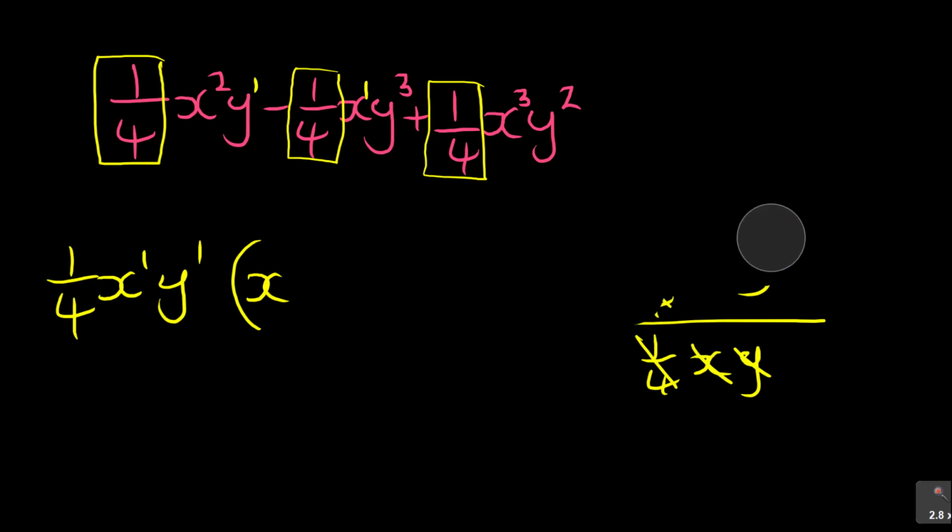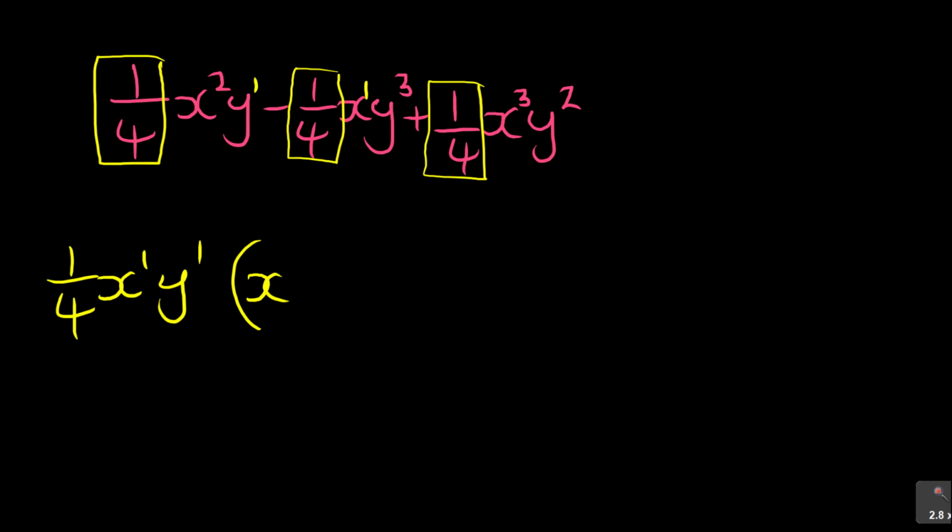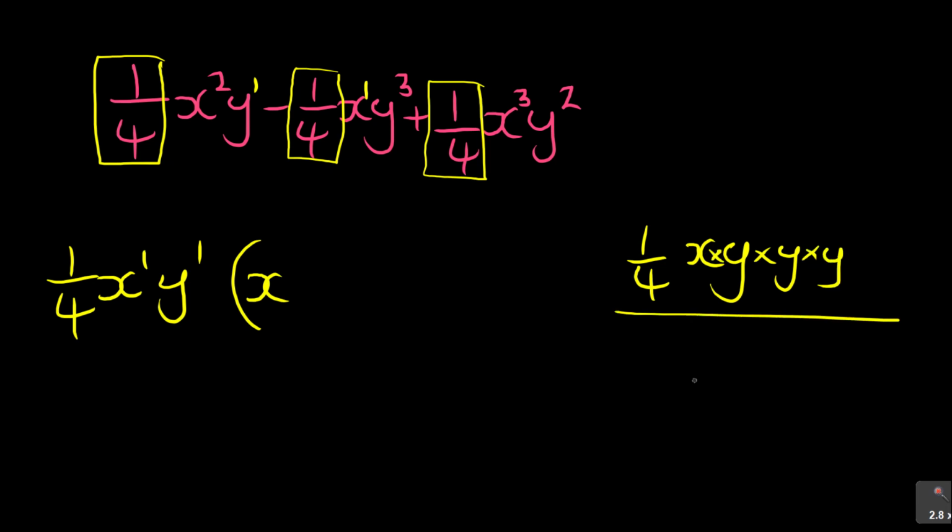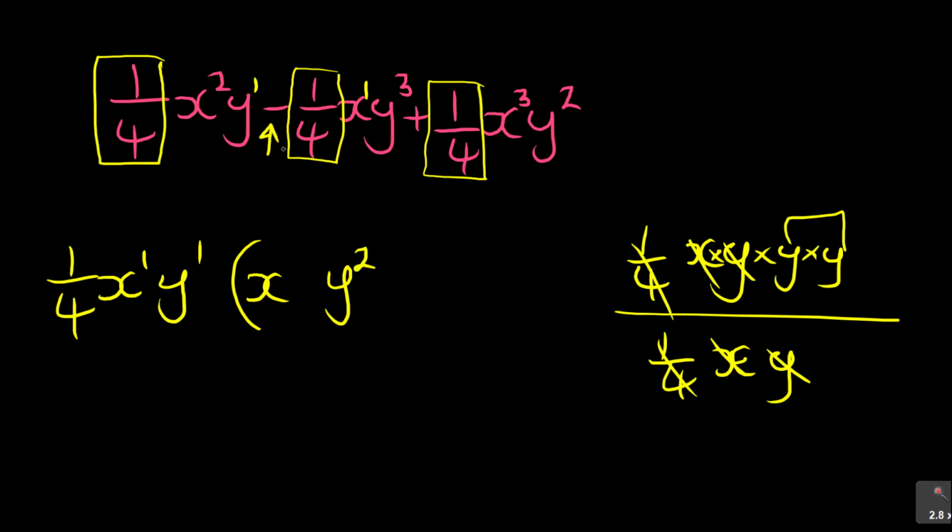Again, you do the same thing on the second one. You have got 1 over 4 x y cubed. y cubed means y times y times y. Over, again, take your common factor, x y. 1 over 4 goes, the x will go, 1 of the y will go, 2 of them will remain. So you're going to say y squared. But look at the sign, it's minus. Put a minus there. The next sign is a plus.